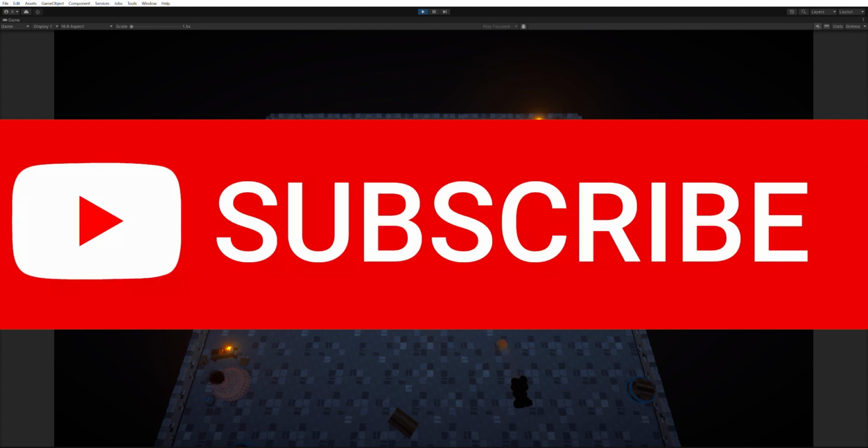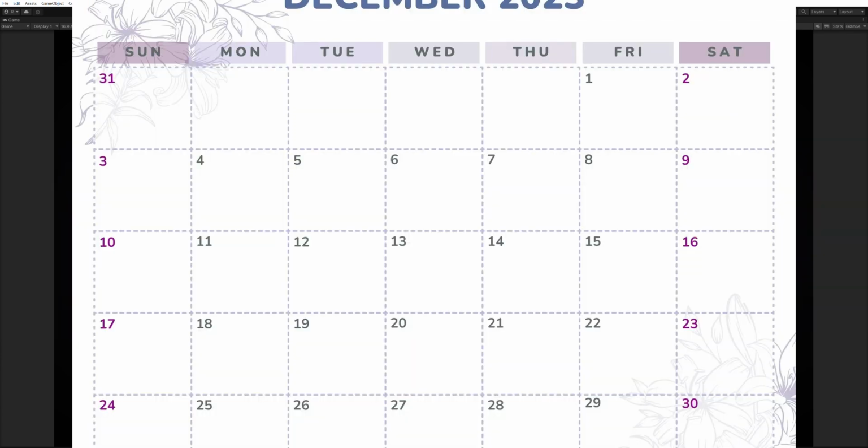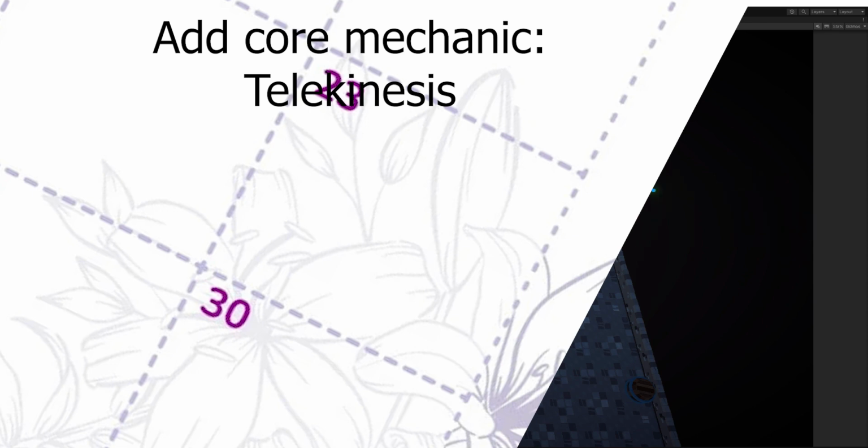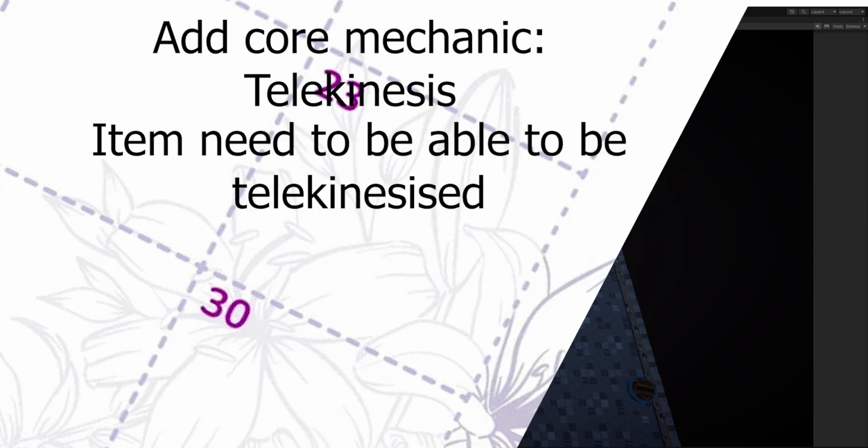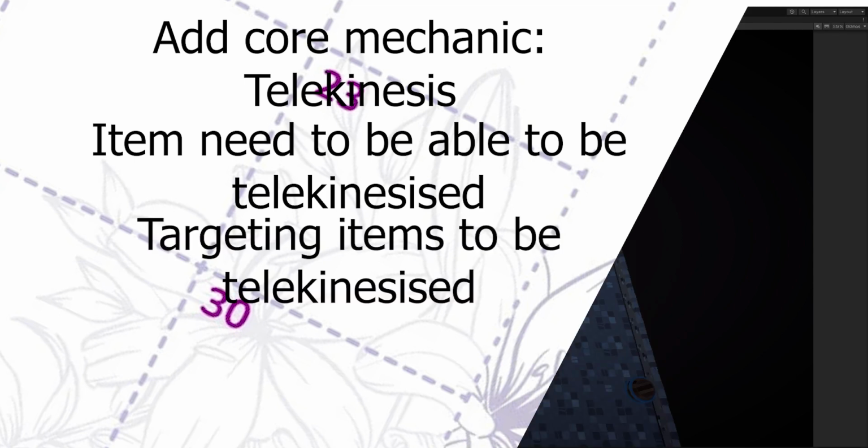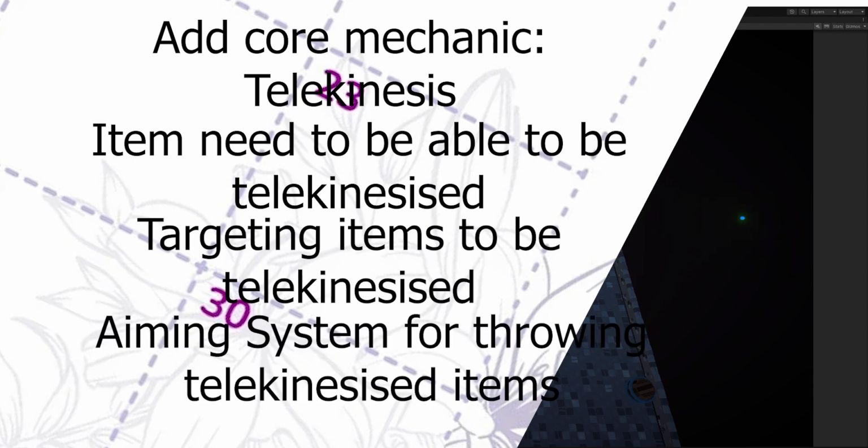That's all I worked on this week, but next week my goals are going to be to add the core mechanic of the game, telekinesis. This will include needing to make items be able to be picked up, a targeting system so the player can know which items are going to be picked up, an aiming system that allows the players to throw items that they picked up with their telekinesis, and a visual feedback for every one of those other features.